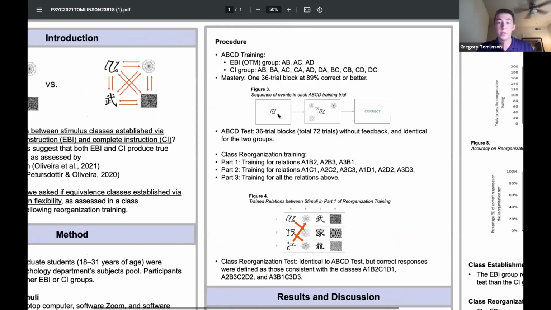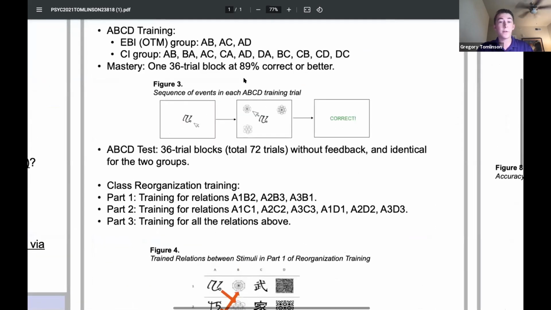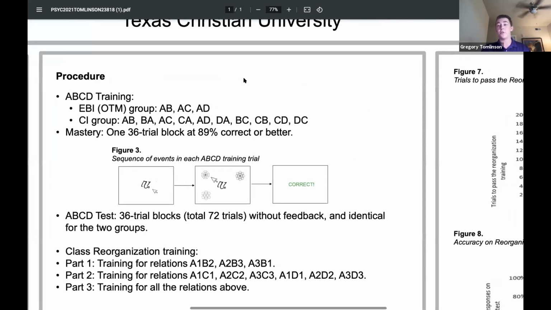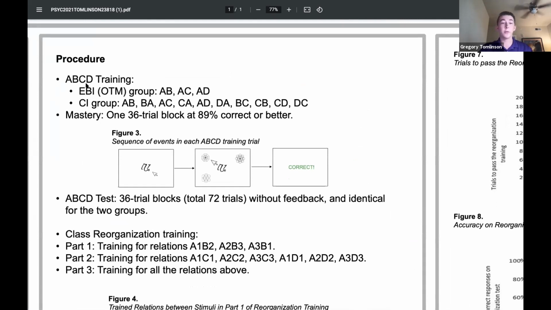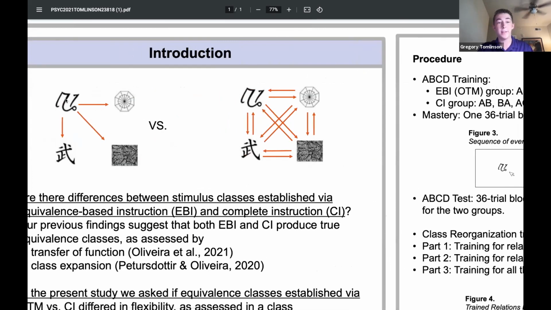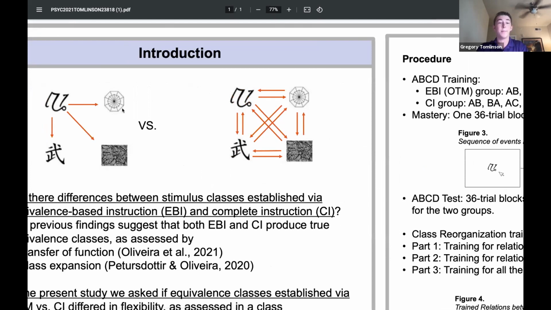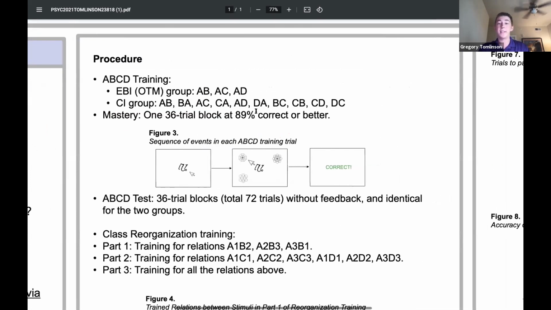Now I'm going to be talking to you a little bit about our procedure in this specific study. First, we started off with an ABCD training. And like I said, we have 2 groups, the EBI group and the CI group. OTM just means one to many. As you see in the EBI group, it's one to many, and so there are a lot fewer trials. There's only A, B, A, C, and A, D, A, B, C, D. Whereas in the CI group, you see a lot more trials.